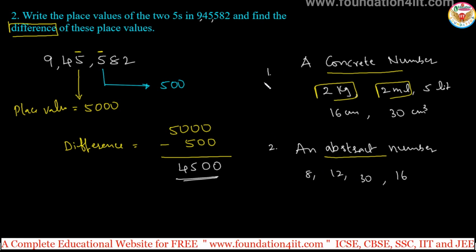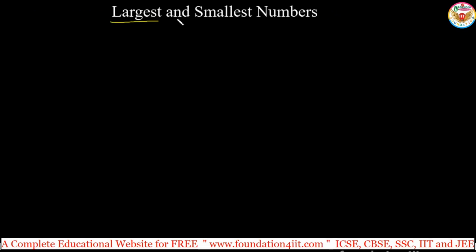And now we'll see what is the largest number, the smallest number, and how to identify the difference between them. Largest and smallest number. So already we know how to compare numbers, as we discussed in previous topics. When you come to the smallest and largest numbers, for example, what is the largest one digit number? The largest one digit number is 9, right? Largest one digit means single digit number.